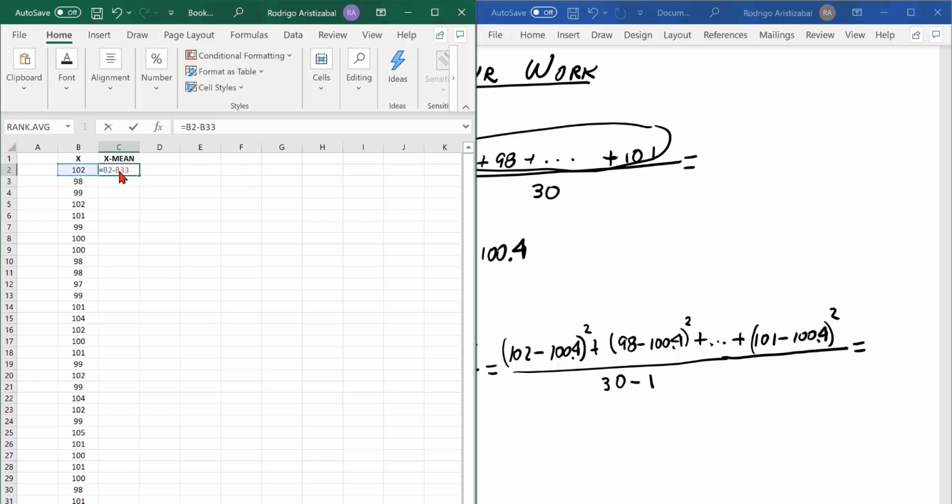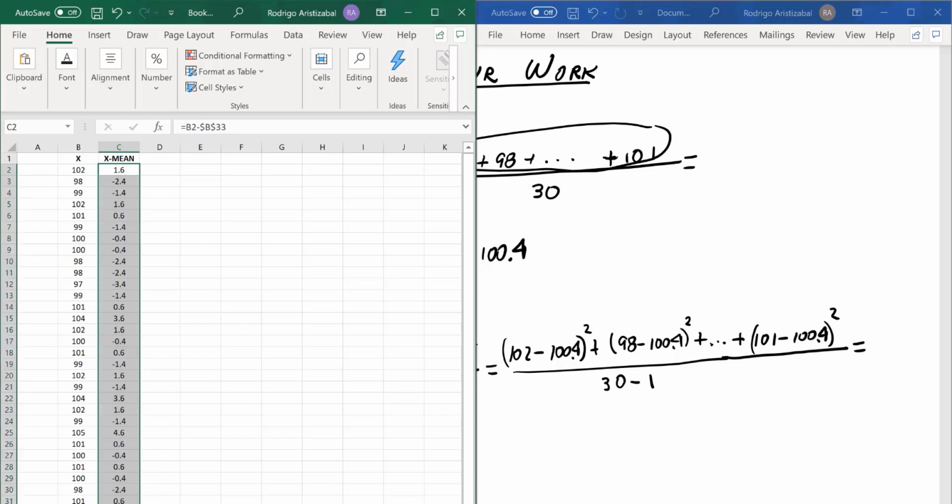If I want to copy this formula in all of these cells, this cell must be fixed using the dollar symbol. This column, it's not necessary to fix, but I will do it. But it's very important to fix the cell number 33. Then I am going to subtract from all of these values the value that I fixed in these cells. Let's copy this formula in all of these cells and we obtain all deviations.